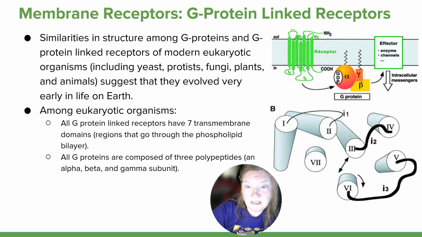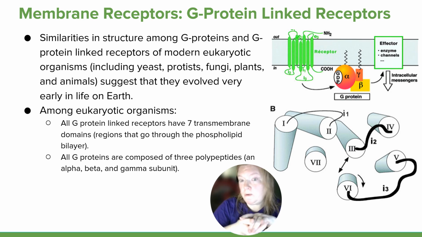Now, similarities in structure among G proteins and G protein linked receptors in modern eukaryotic organisms like yeast and fungi and protists and animals and plants suggest that these G proteins and the G protein linked receptors evolved very early in life on Earth.